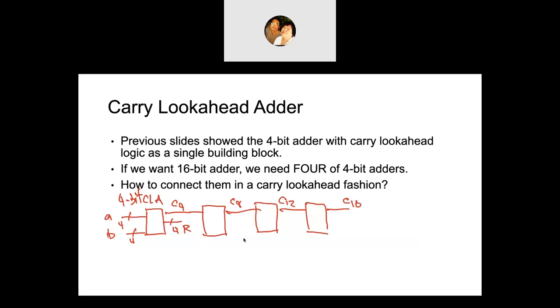This one has a 3 gate delay. This one has 3, 3, and 3. Because C8 has to wait for C4, and C12 has to wait for C8. And in the same fashion, C16 has to wait for C12. So the total gate delay for this kind of circuit is 12.